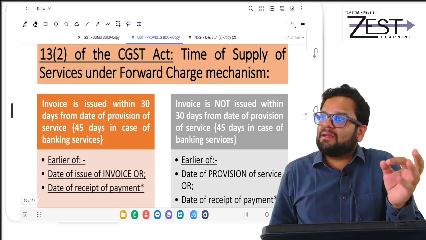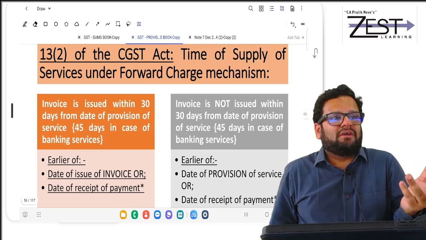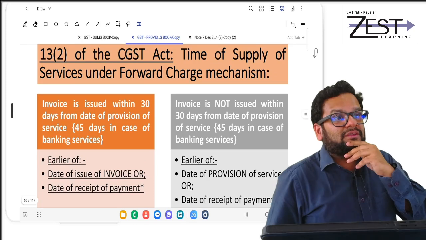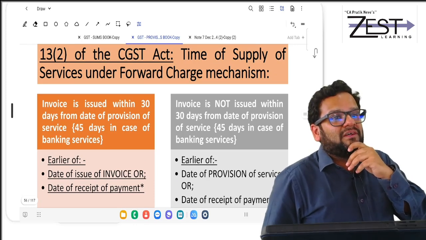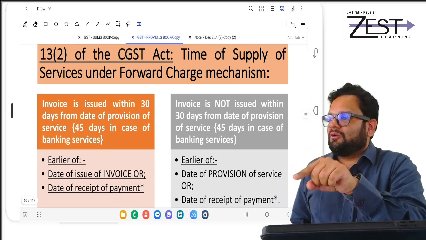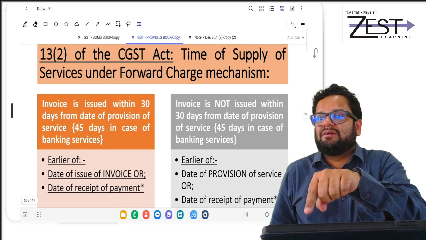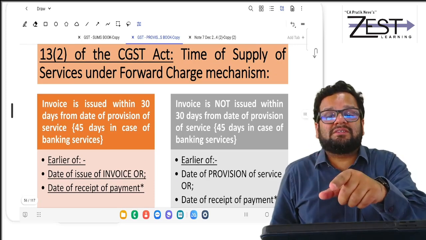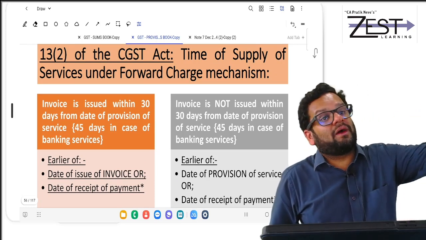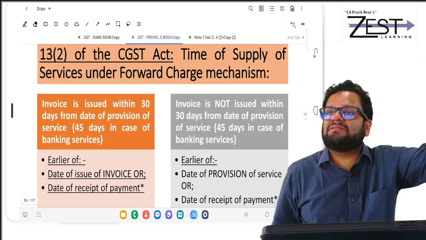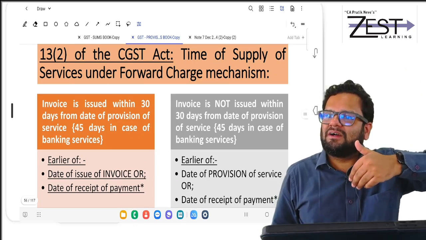Government has given some time for making invoice. If you don't make invoice in time, then what is the use of that invoice? Then in that case, government says you are not complying with the law. You are not making invoice in time. So they will say time of supply is when you provided the service or when you are receiving the payment, whichever is early.